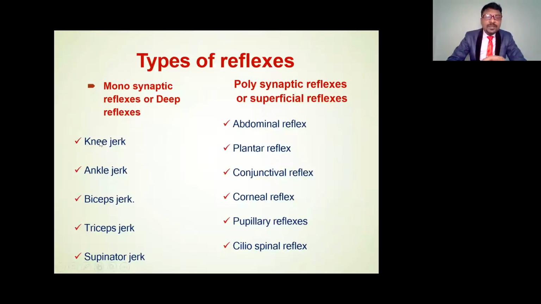So what are the deep reflexes? The knee jerk, ankle jerk, and also biceps, triceps, and supinator jerk. Superficial reflexes are the abdominal reflex, plantar reflex, conjunctival reflex, corneal reflex, pupillary reflex, and ciliospinal reflex. How we get these reflexes, we are going to discuss one by one.